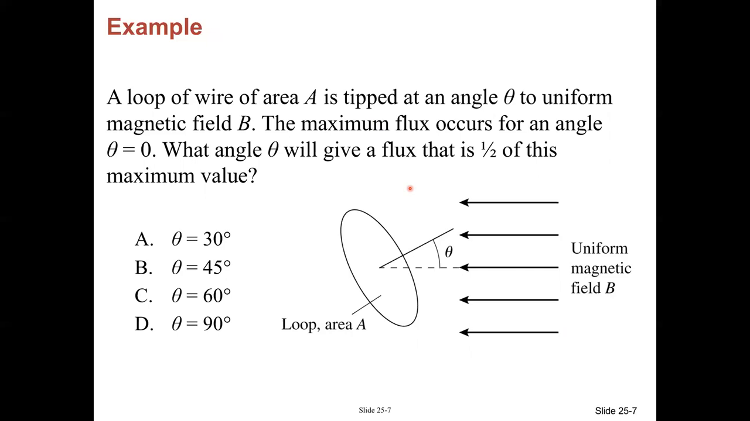The maximum value will be when the loop is face on to the magnetic field. So what angle do we need to get half the maximum value? And then we'll talk about it. I'll let you guys think about it for a few minutes and then check back in with you.